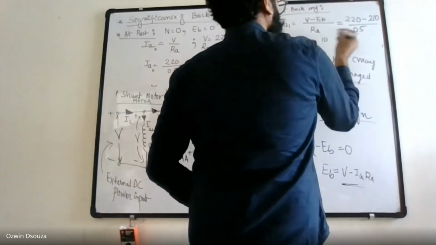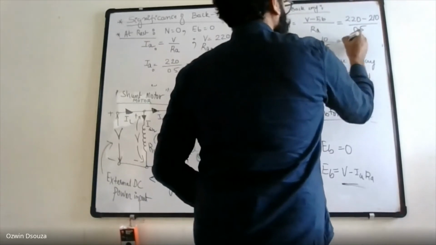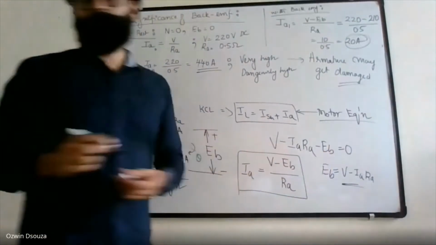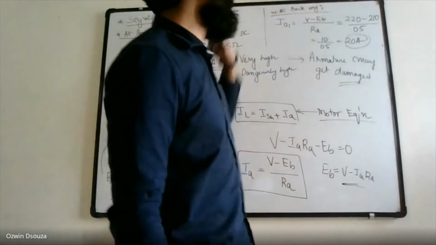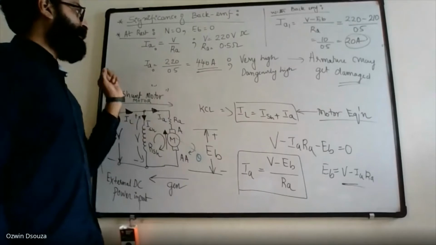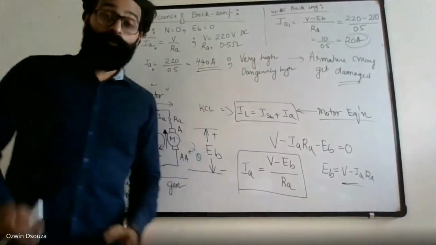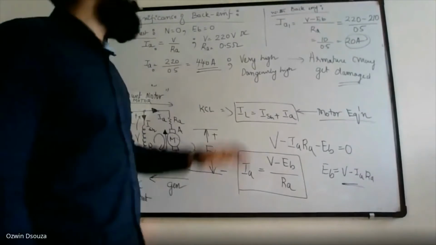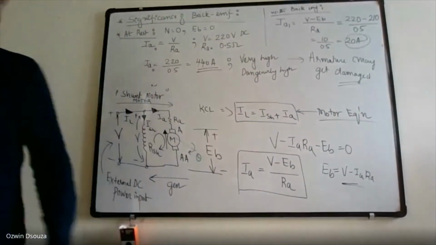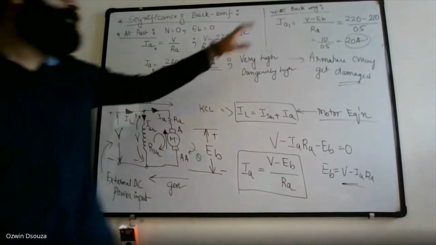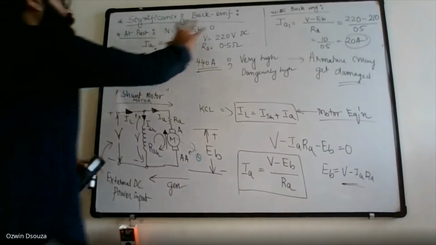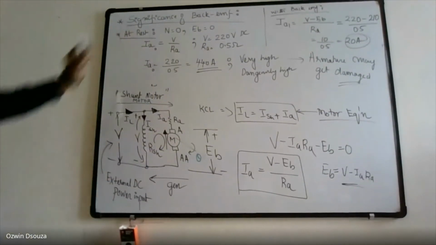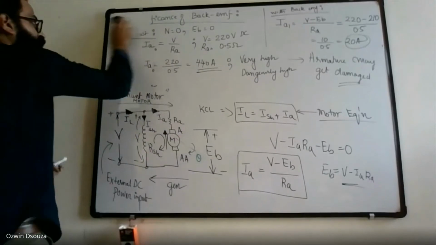So how much do you get? 10 divided by 0.5, that's 20. You can just observe that with the presence of back EMF, the current can be reduced drastically. So basically, the back EMF regulates the armature current. Without back EMF, more armature current. With back EMF, very low armature current. That's what you can comprehend from this explanation. All right. So that's the significance of back EMF.